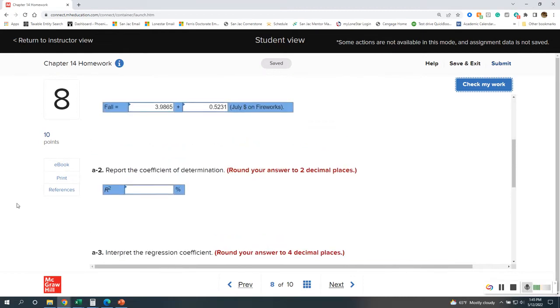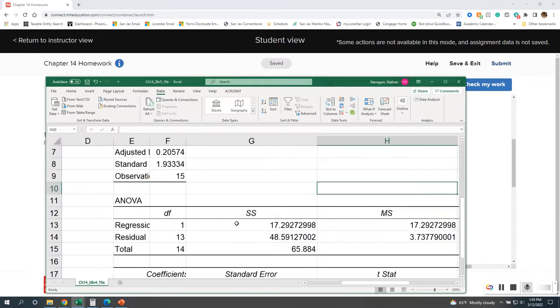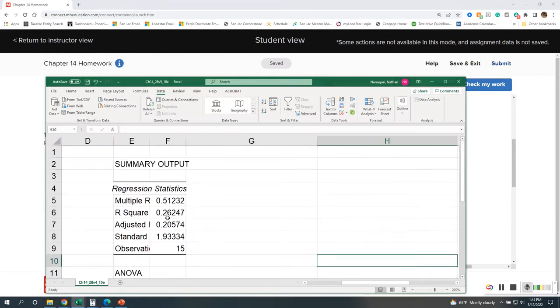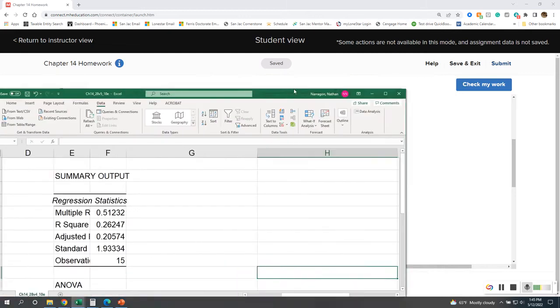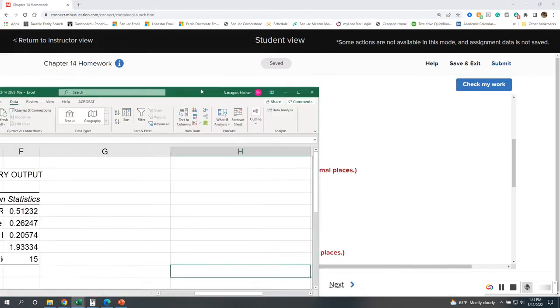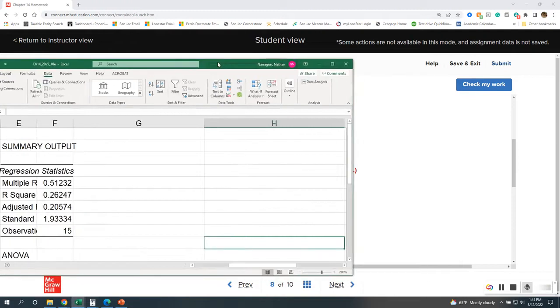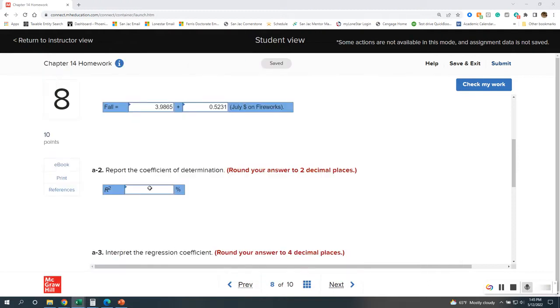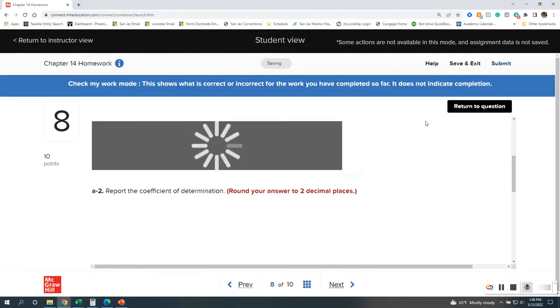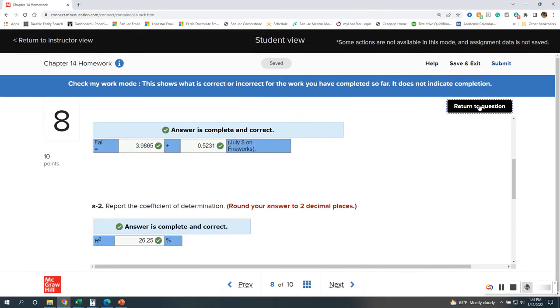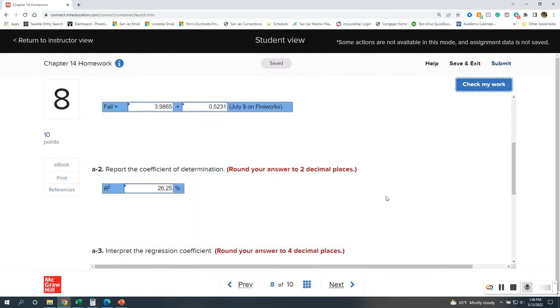Report the coefficient of determination. Seems like 8 gave us a little bit easier time. 0.26247. Let's see if it's in percentage. It is. So 26, 25, 26.25. Check. We are correct. Okay.